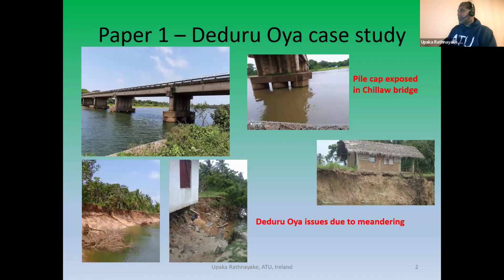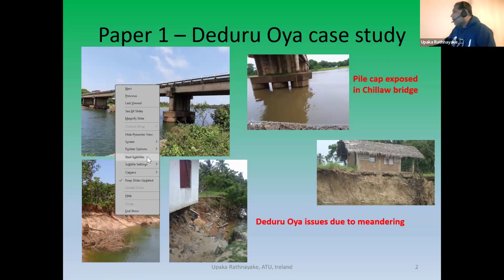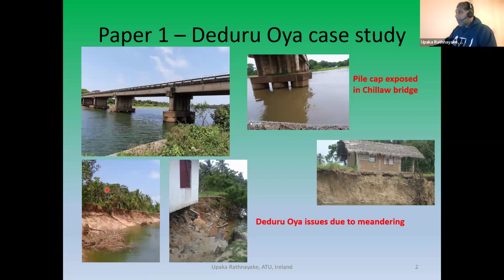Then I thought that I should be doing something about this particular case. That was the problem which I identified. You can see even the pile caps are exposed in this particular bridge, and you can see the damage which has happened. Here is the riverbed erosion. You can see the erosion, and the damage which has happened to the area because of this river meandering.